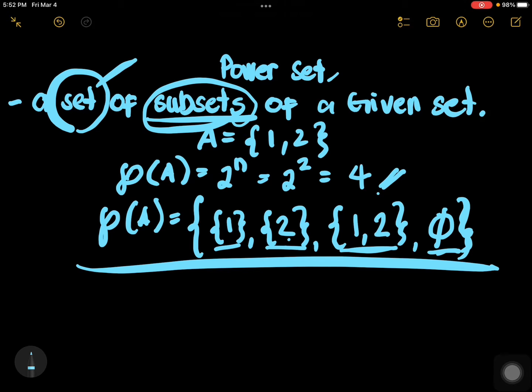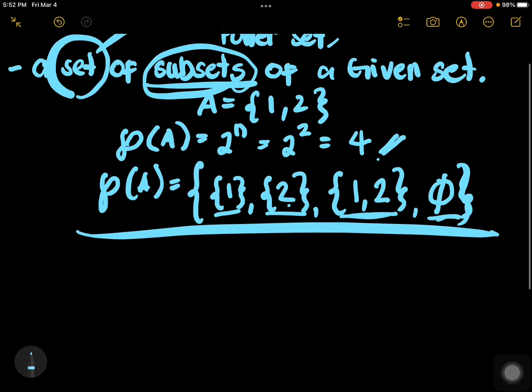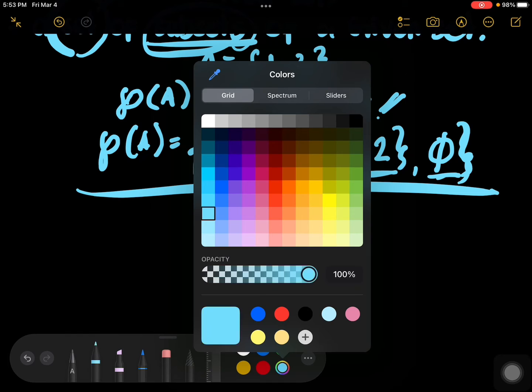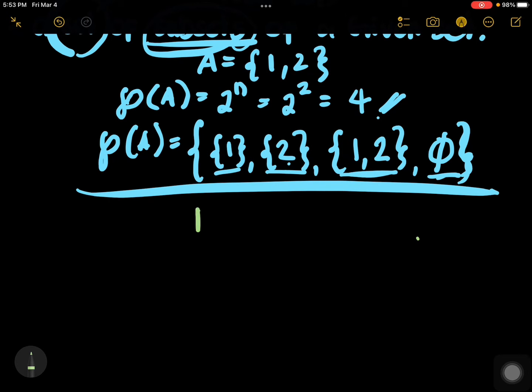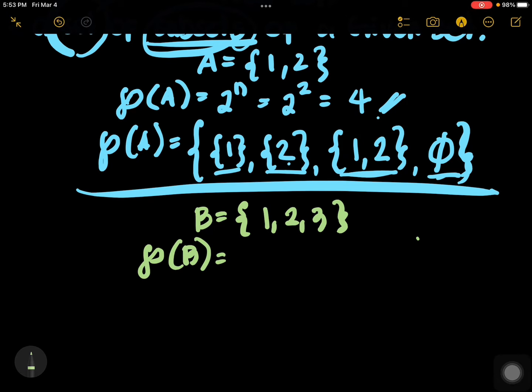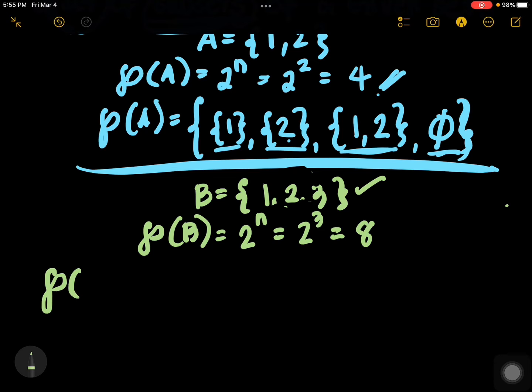Let me give you another example. Let's have set B with elements 1, 2, and 3. So let's try to solve how many elements are in our power set. So we have 2 raised to the power of the cardinality, which is 3. 2 times 2 times 2, we have 8. So let's try to find out the 8 elements or 8 subsets of the given set.